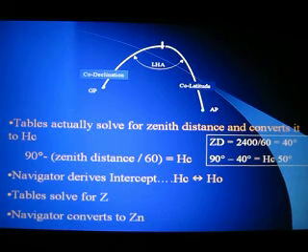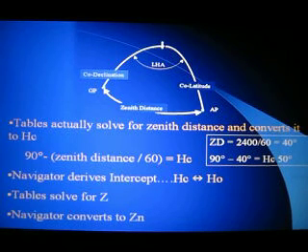But what the tables actually do is solve for the zenith distance. And then they take it and convert it to computed height. But they actually solve for this zenith distance, this third side of the triangle. How do they do it? Well, with this very simple formula here. 90 degrees minus the zenith distance divided by 60 equals the computed height. Of course, there are 60 nautical miles in every degree. So it's a simple matter of dividing the zenith distance by 60, and it gives you the number of degrees. Subtract that from 90, and that gives you computed height.